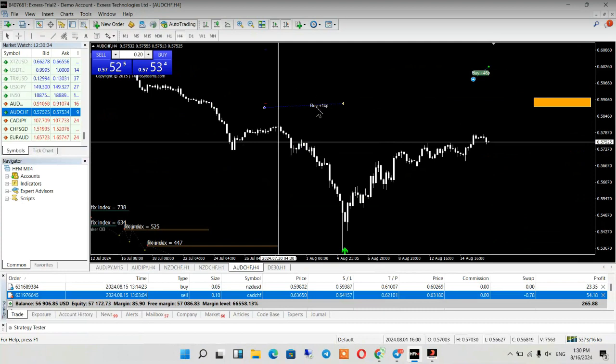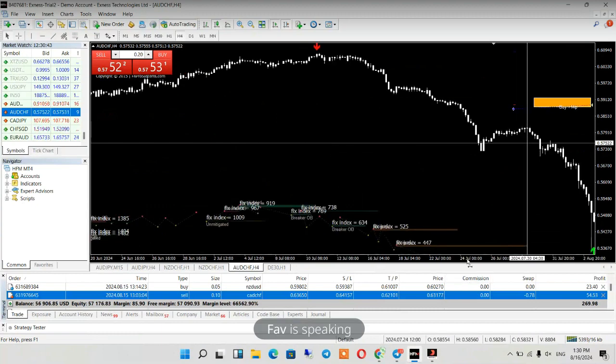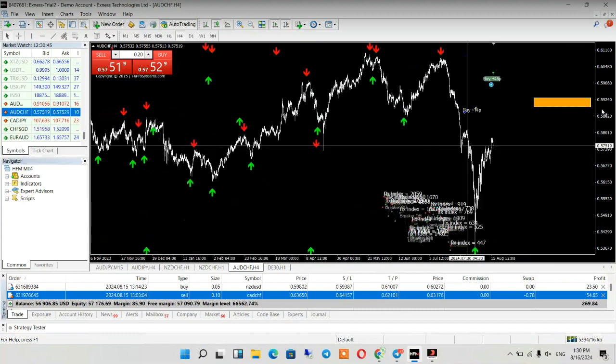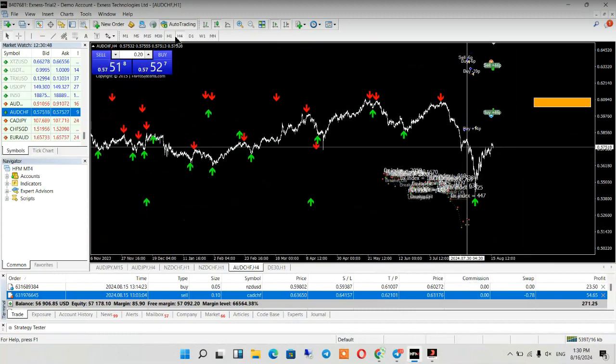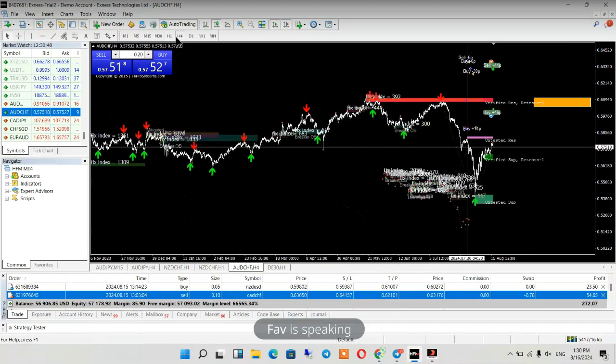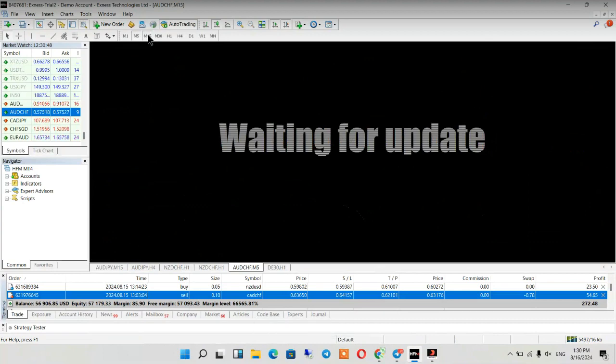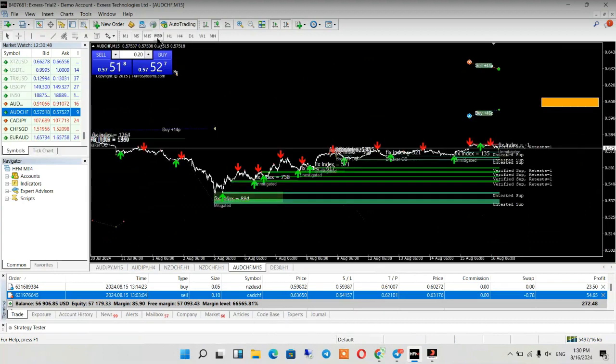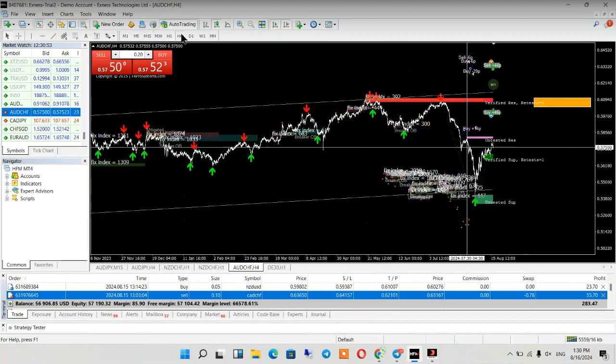You can see some buys that I've probably gotten way back. This pair has not updated as well as it should. At times when you need it to quickly update, just change time frame: M1, M5, M15, M30, H1, and H4. You see that as you are doing that, it tends to change and update in time.